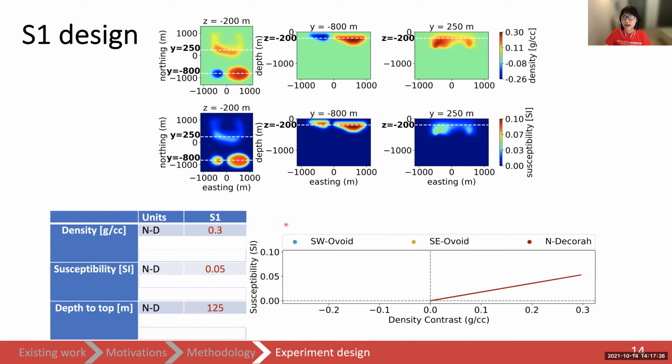Notice that the values of the anomaly are not uniform. They are smoothly varying. That's why in the scatter plot, the density contrast versus susceptibility relationship shows up as a linear trend for the North Decorah unit.